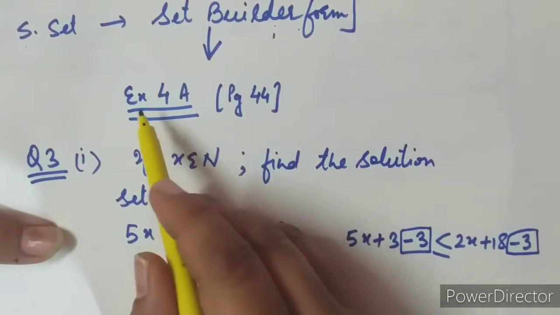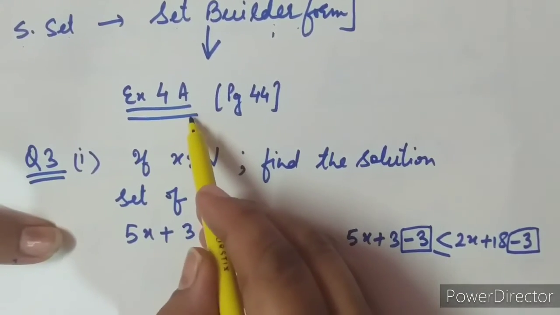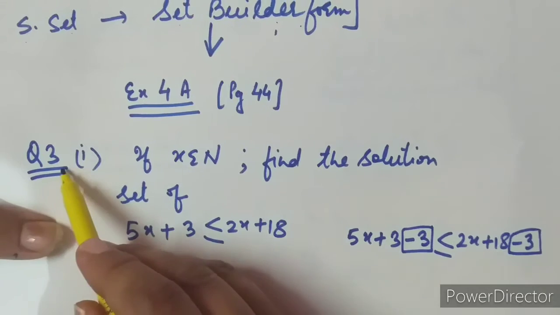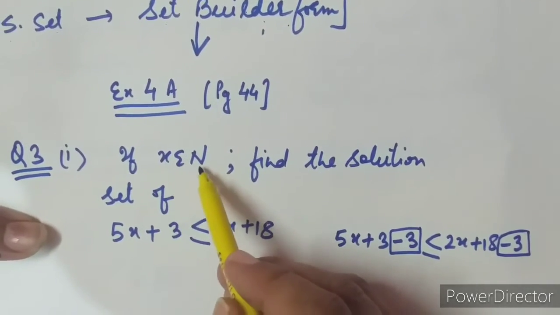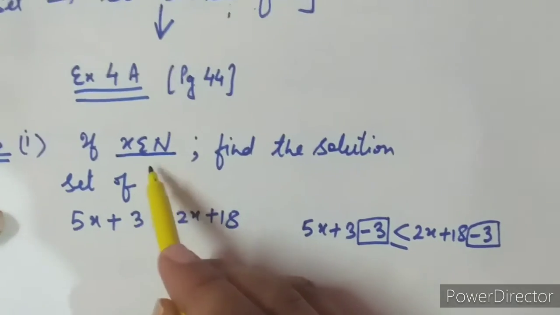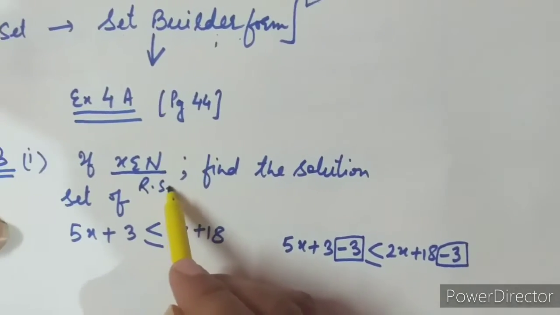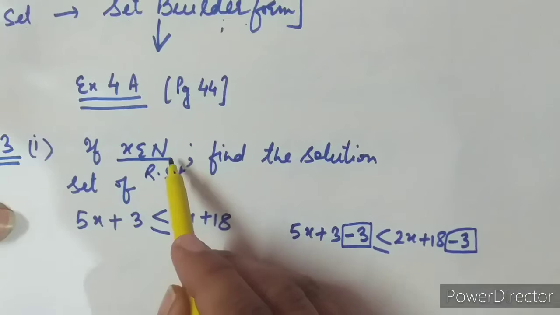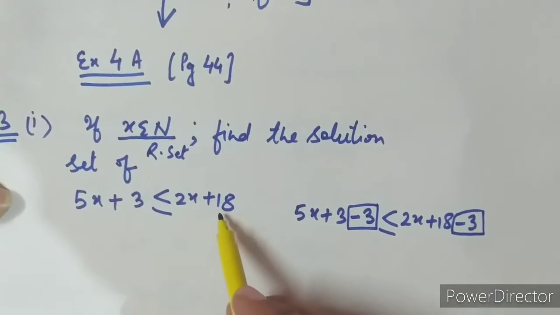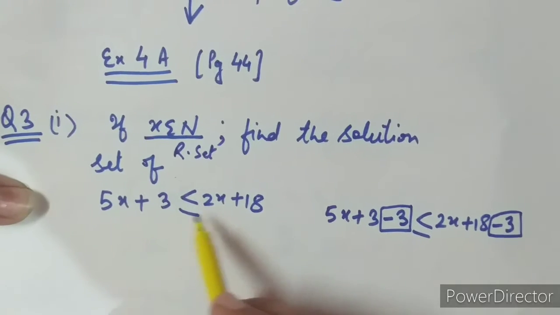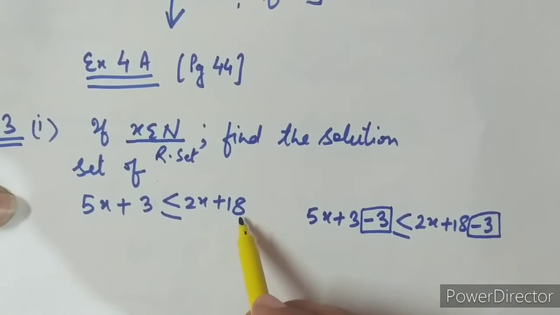Now let us come to the exercise part. Exercise 4a. I have selected question number 3 part 1 to be solved. The question says, if x belongs to natural numbers, so this is given, it will be our replacement set. If x belongs to natural numbers, find the solution set of the inequation given to us: 5x + 3 ≤ 2x + 18.